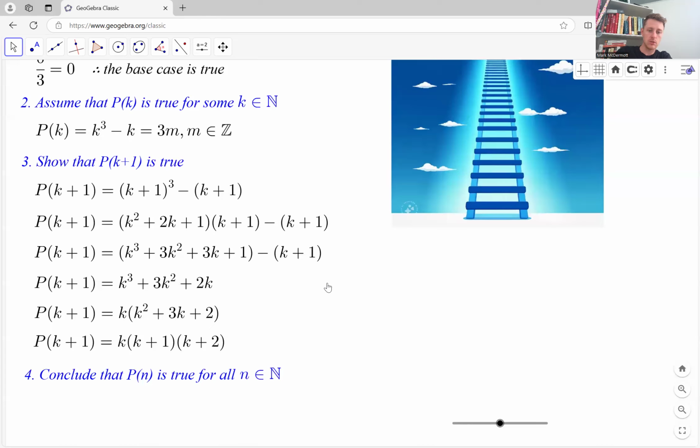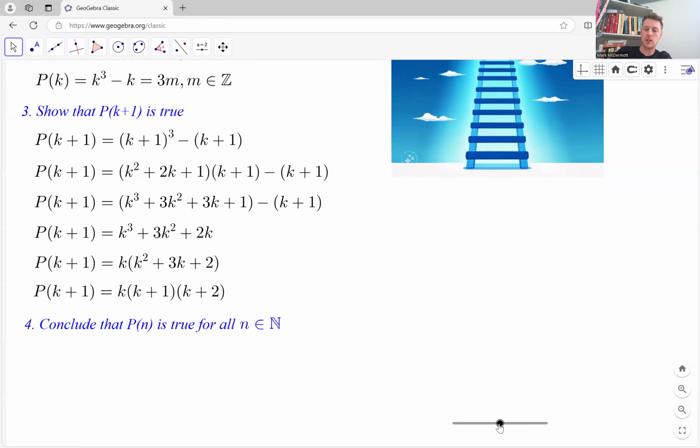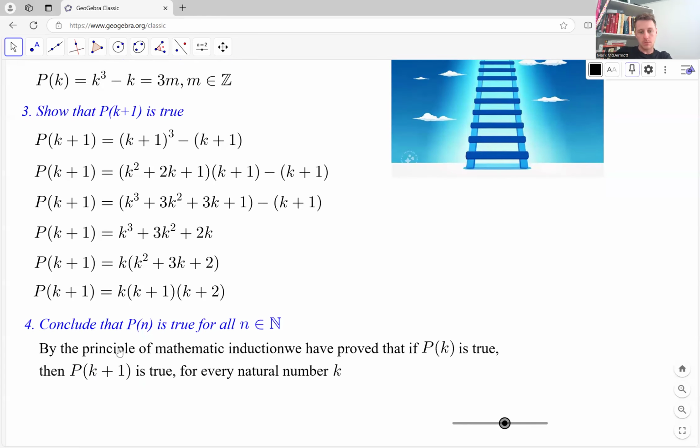In any case, we conclude that P of n is true for all natural numbers n. By the principle of mathematical induction, we have proved that P of k is true and P of k plus 1 is true for every natural number k. So, hopefully you found that interesting. It feels a bit mystical. I still think it's really cool.